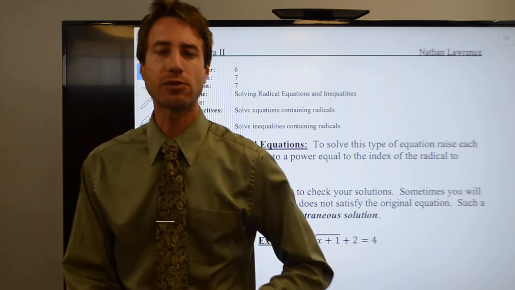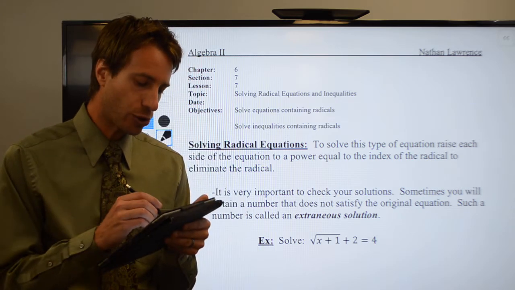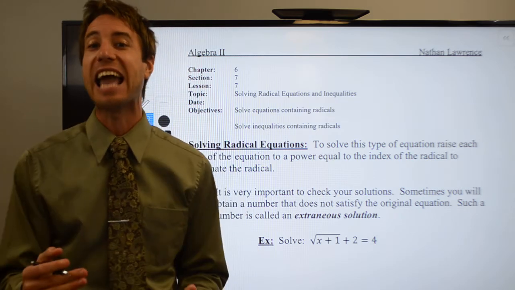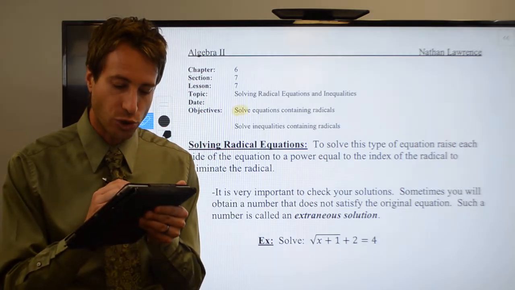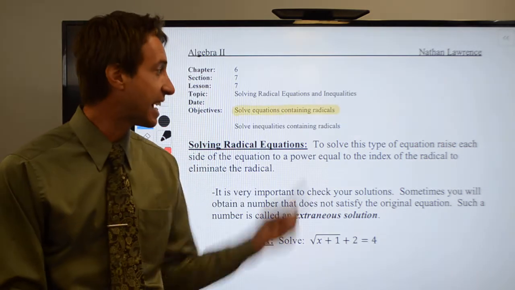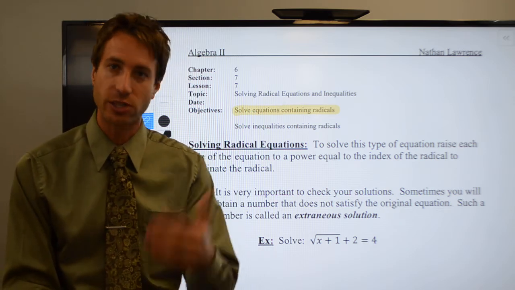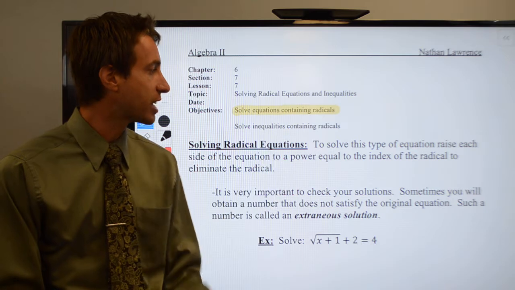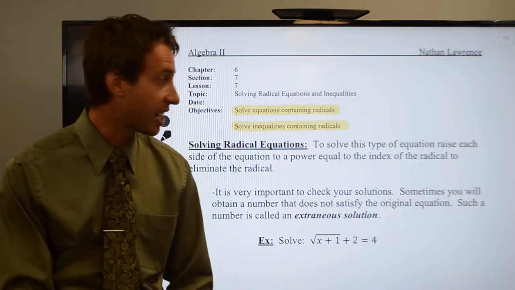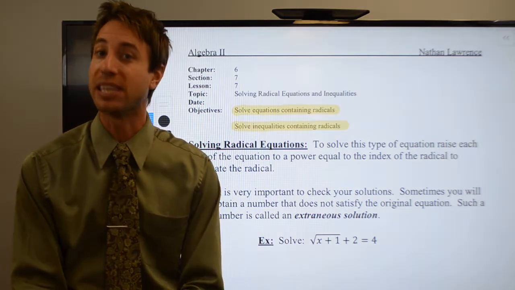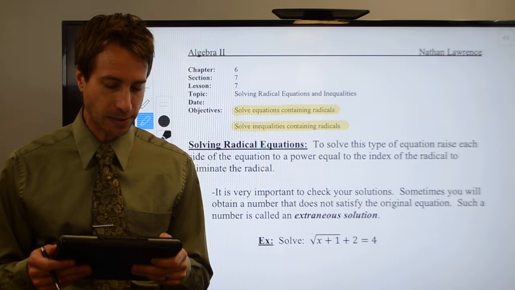A couple of objectives or learning targets to help us focus as we go through this set of notes. Here are the things you should be able to do by the end of this set of videos. You'll need to be able to solve equations containing radicals. We'll start with that one. Then after that, we're going to look at solving inequalities that again contain radicals, which has been the theme of this chapter, Chapter 6. So let's jump right into this.